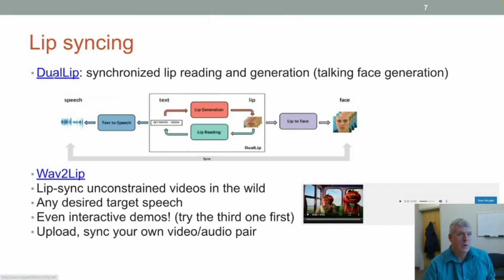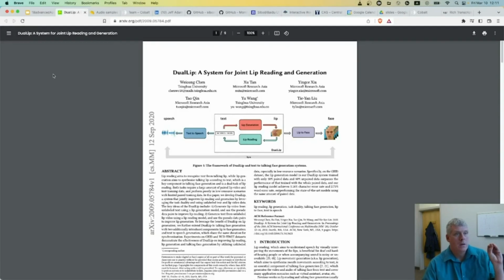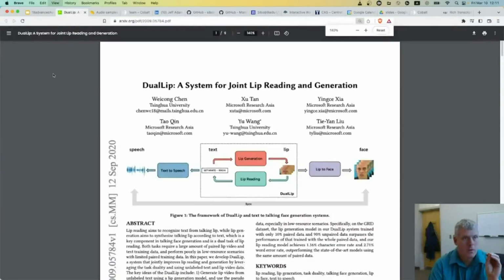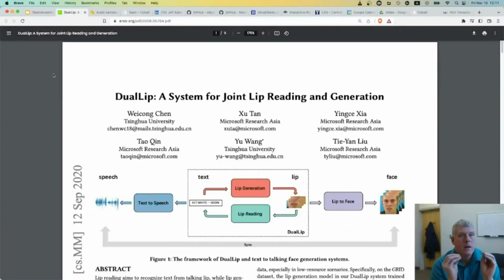Being able to not only create, like it's modifying the actual images. So it's doing lip generation. It's modifying the mouth and the lips and creating speech to go with it.